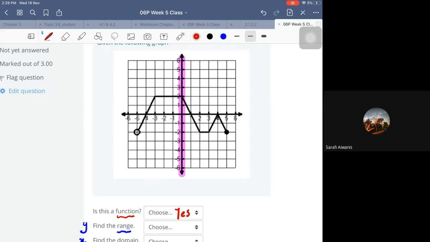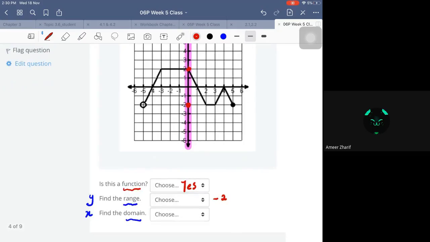Okay, dekat mana minimum value dia? So the minimum value is going to be here. So that is going to be at -2. Alright? And the maximum value is going to be right here. So that is going to be a 2. Sekarang dekat -2, dia square bracket ke pakai round bracket? Is -2 included or not included? Square or round bracket? Included.